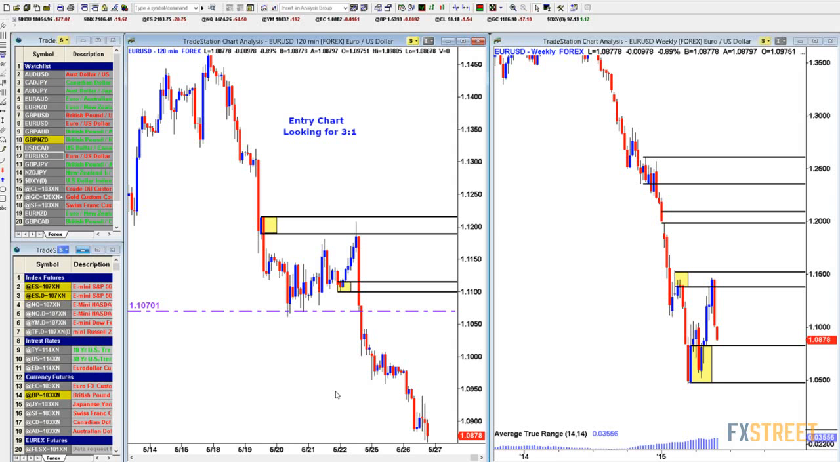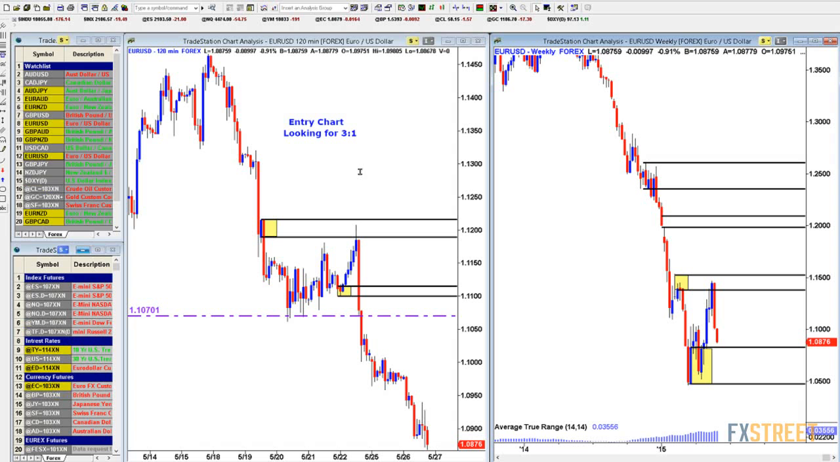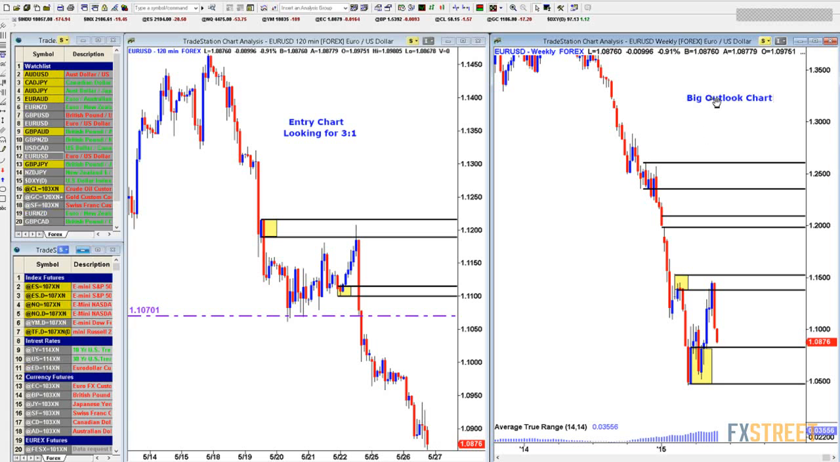What I've found is the only way to coax myself into training myself to really stick with it, to sit on my hands and make them numb, is by looking at the bigger charts. So if we look at the chart on the right-hand side, is it really any different? Seeing that, well, if this was a supply level on this right-hand chart, and let's call this our big outlook chart, yeah?